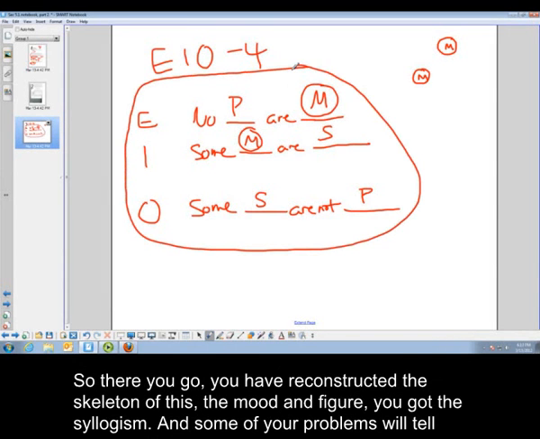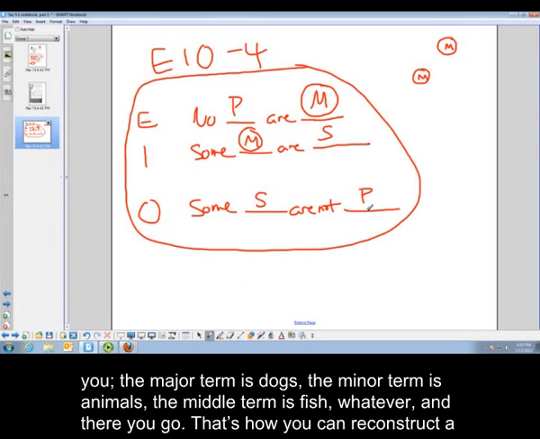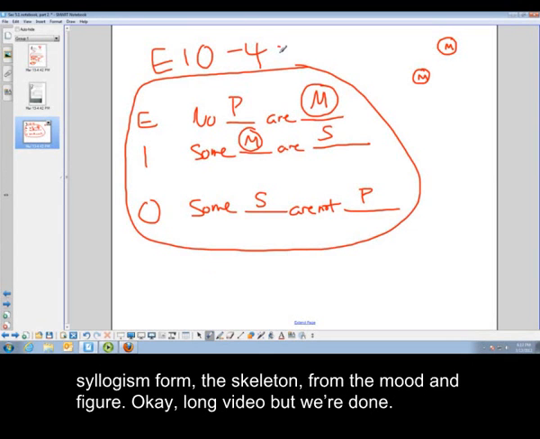You have reconstructed the skeleton of this syllogism figure. You got the syllogism, and some of your problems will tell you the major term is dogs, the minor term is animals, the middle term is fish, whatever, and there you go. So that's how you can reconstruct a syllogism form, the skeleton, from the mood and figure. Okay, long video, but we're done.